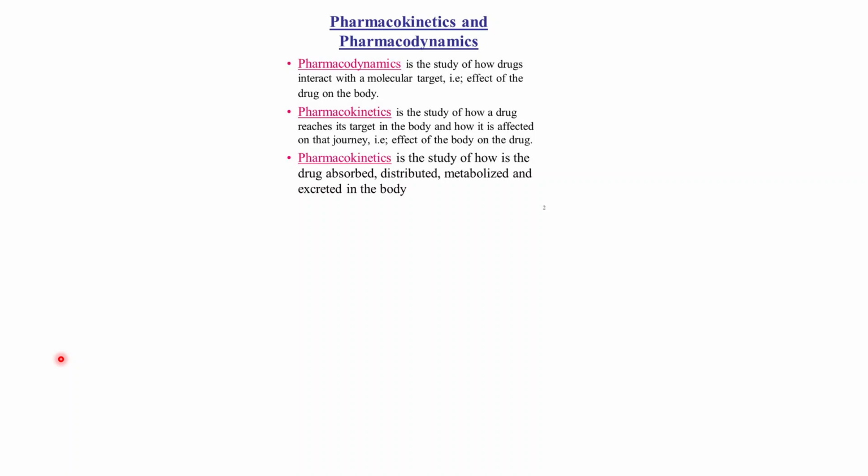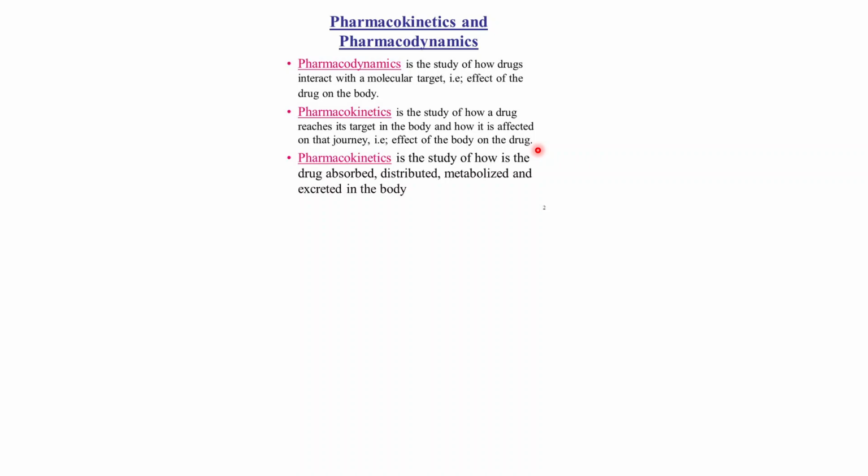So basically, pharmacokinetics is the first thing, which is what our body is doing to a drug. Okay, when we are taking a drug, first what happens? First, the drug gets absorbed in our body, followed by the distribution, where the active component of the drug gets distributed in the tissues, the blood, the systemic flow and everything. Then followed by the metabolism and the excretion from the body. So, pharmacokinetics is the study of how a drug reaches its target in the body and how it is affected on the journey. That is the effect of the body on the drug.